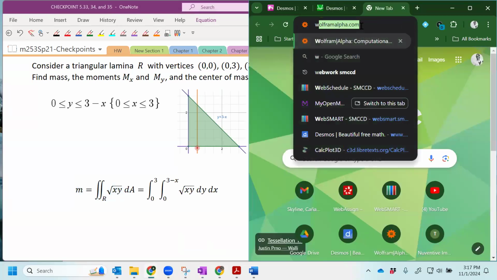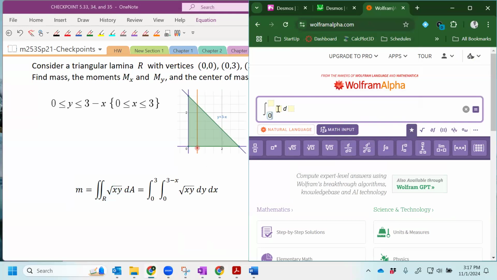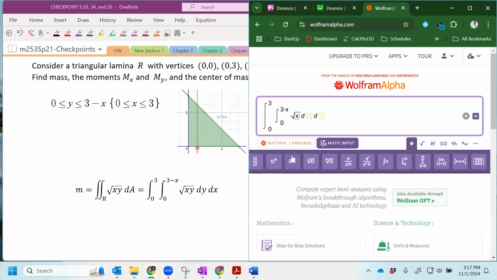Let's set up the math input. We have our outer integral going from 0 to 3, and our inner integral is another integral from 0 to 3 minus x. Then our function is the square root of x times y. Again, we're going to integrate with respect to y first and then x.